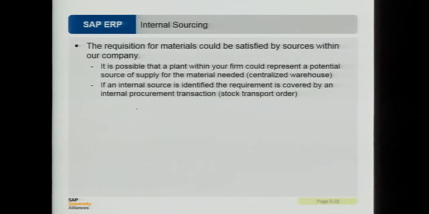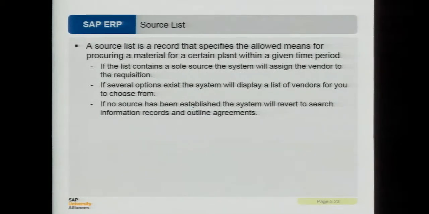Let's see them individually. Internal sourcing is that if the goods are available with any other plant within the same company code, or maybe with any other company code, then you can simply ask for the goods to be called from that side rather than purchasing them from outside. The second one is source list.